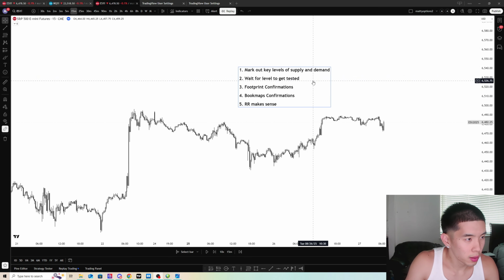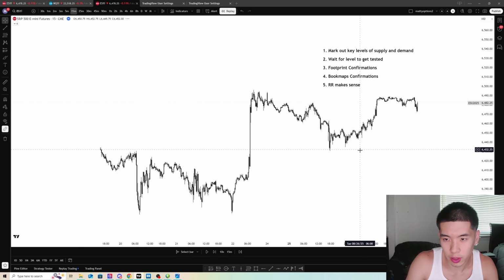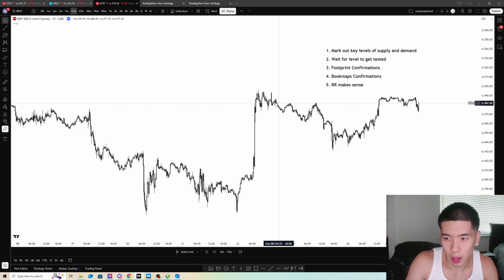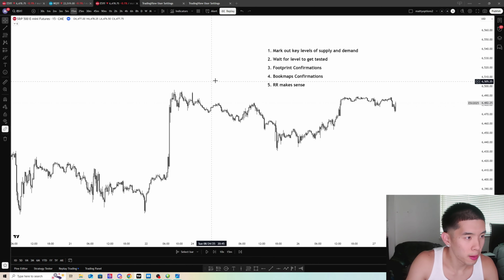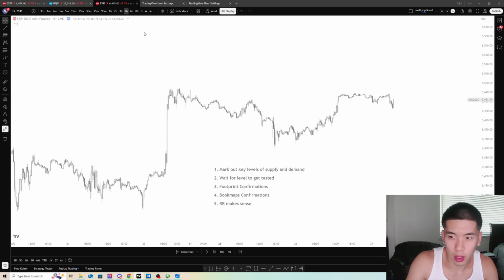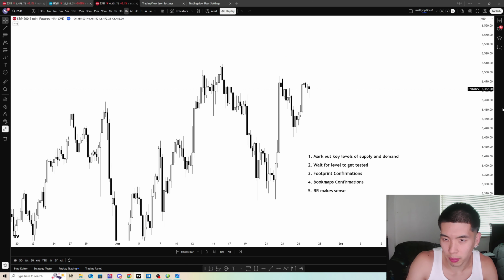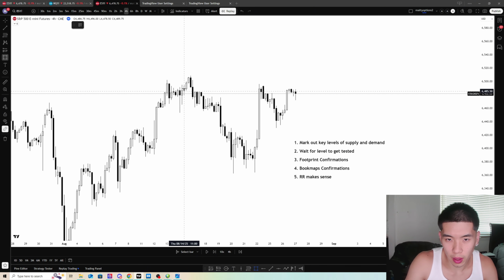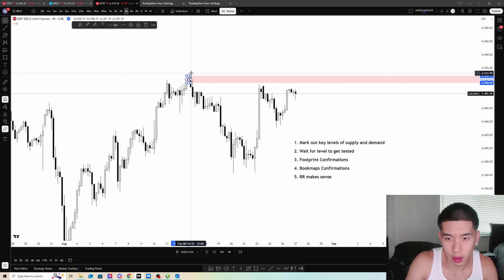So the first step to my strategy is marking out key levels of supply and demand, and I start from the higher time frames and I make my way down to the lower time frames. But as you can see, this is from today's price action, August 27th, Wednesday. So I'm going to be marking out supply and demand. What I do first is I go on the 4 hour chart and I mark out the basing candle before a large aggressive move up. So as you guys can see here, we have a level of supply here. So I'll mark this out. Supply level here on the 4 hour.